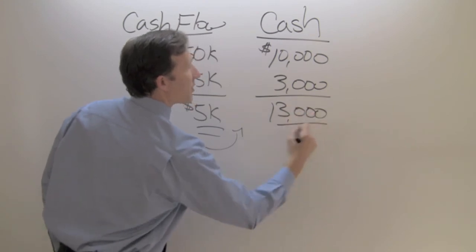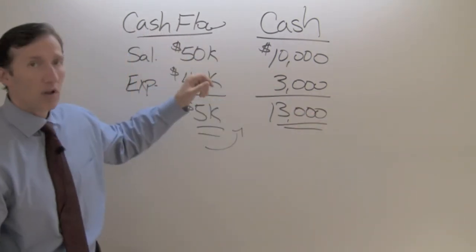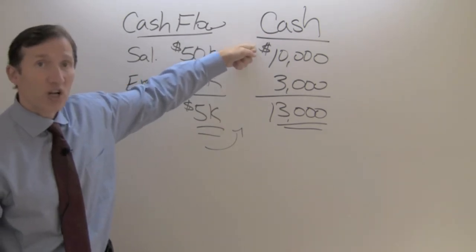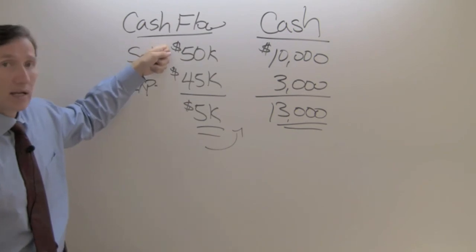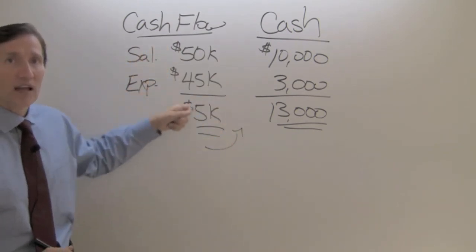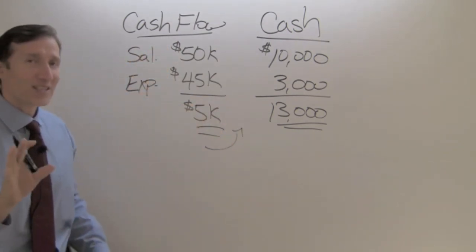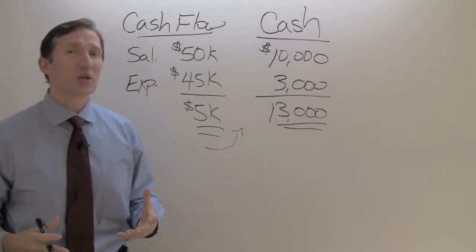Remember the difference between cash and cash flow. Cash says, where did we start the year? Where did we end the year? Cash flow says, after everything that came in and went out, how much did we have left over at the end of the year? So that's the quick definition and an example to show you the difference between cash and cash flow.